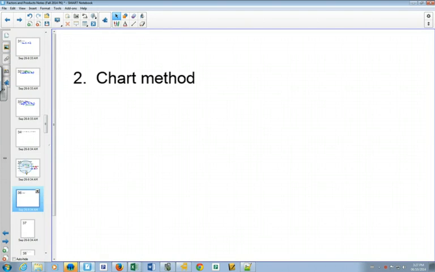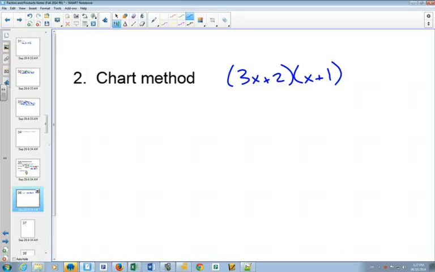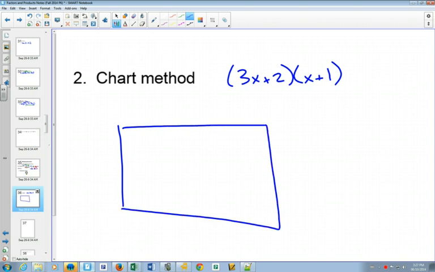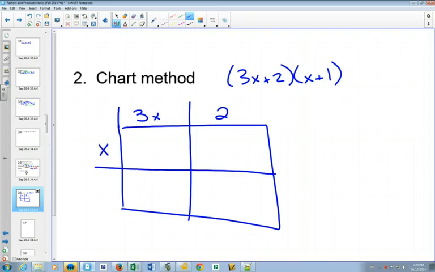So the chart method, I'll write down the same question, 3x plus 2 times x plus 1. It is based on the algetiles, sort of making an area. If you had a rectangle and you broke it up with the terms, we have 3x plus 2, so we put a 3x and a 2 on one side. And over here you could break it up with x plus 1. And it's sort of like a times table chart, and you just fill it in.